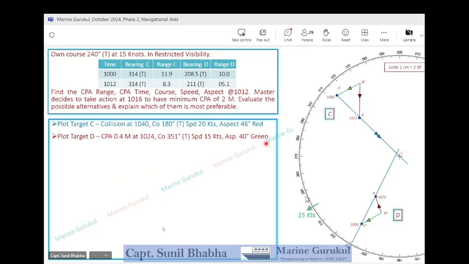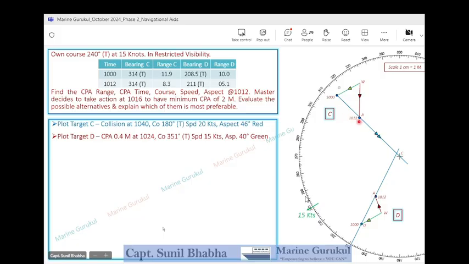Now as per Rule 19, any of the three ships is free to take any action to avoid a close quarter situation. However, we can observe here that each ship has the other two ships forward of her beam.